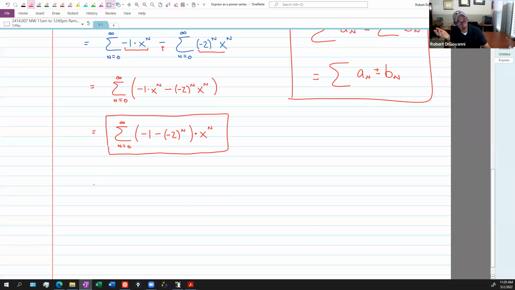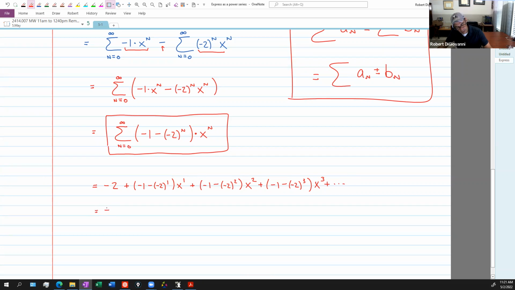The only other thing I'd want is to maybe write out some of the terms. So let n be zero. If n is zero, negative two to the zero, that's one. So we have negative 1 minus 1, which is negative 2, times x to the 0. We're plugging in 0, so that would just be negative 2. Now let n be 1, so I'm going to say plus. What happens if n is 1? Negative 2 to the 1 is negative 2. So we get negative 1 minus negative 2 to the 1, and then x to the 1. Then if you plug in 2 for n, you get negative 1 minus negative 2 squared, x to the second. I'll do one more: negative 1 minus negative 2 to the third, x to the third, plus, and it keeps going.